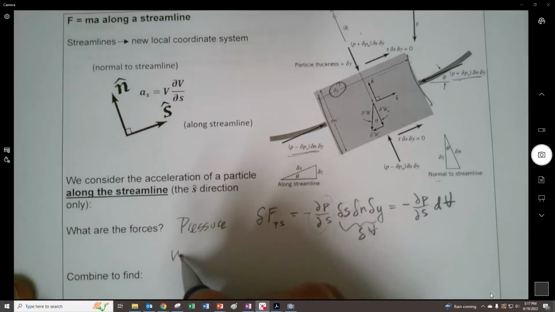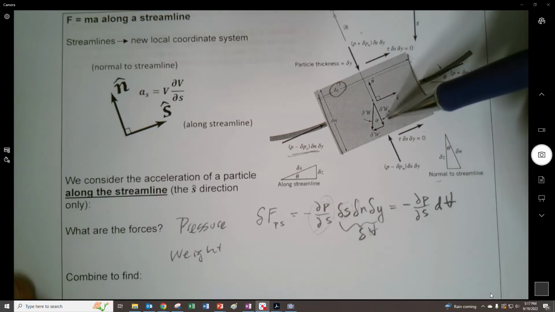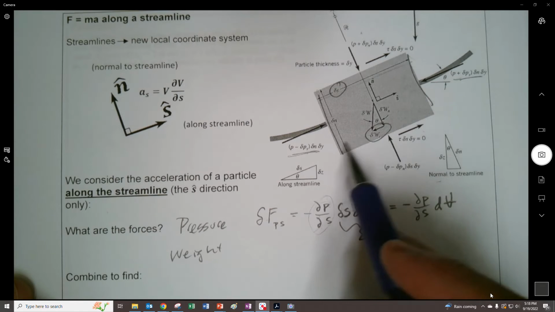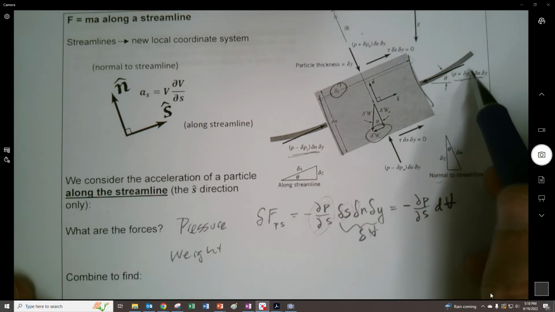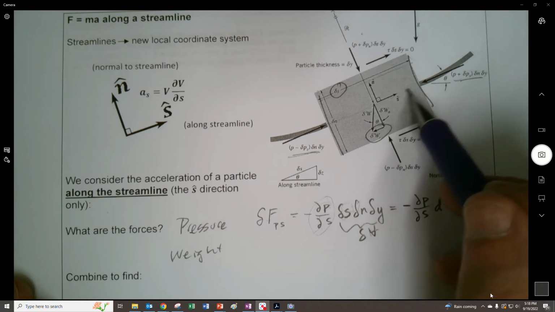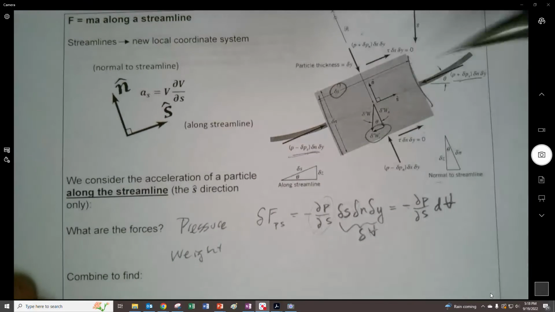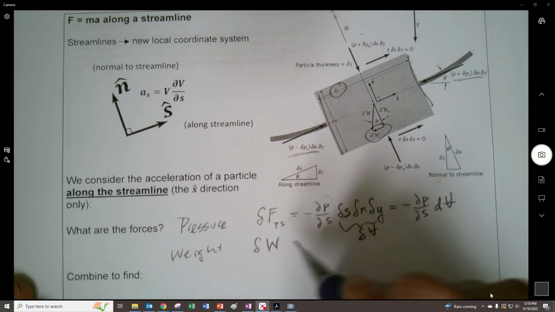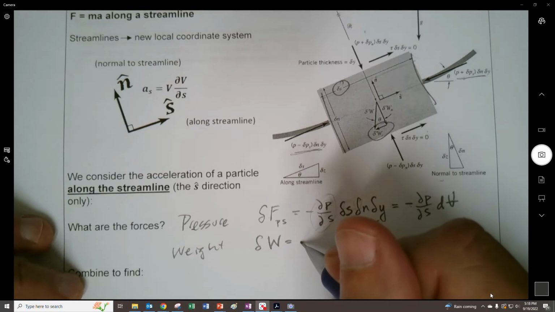Okay, and then we also have weight, and this is only going to be a portion of the weight, right? We only care about the weight in the s direction, and you'll notice it's going to be pointing in the negative s direction right here. I should also point out that we're going to assume the pressure gradient is increasing in the s direction. That's why this is negative, because it's actually going to be a larger pressure on this side than that, so it's pointing in the negative s direction.